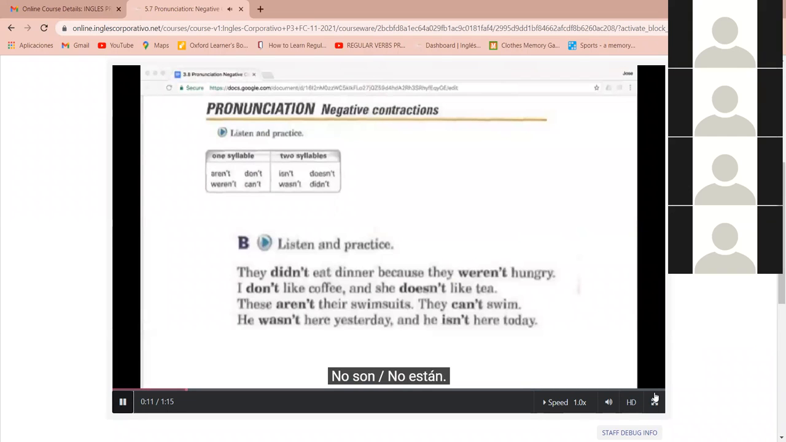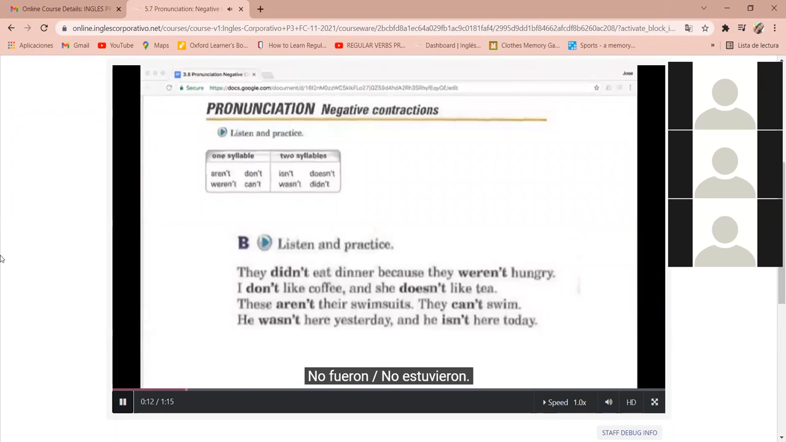Aren't, weren't, don't, can't. Two syllables. Isn't, wasn't, doesn't, didn't. They didn't eat dinner because they weren't hungry.